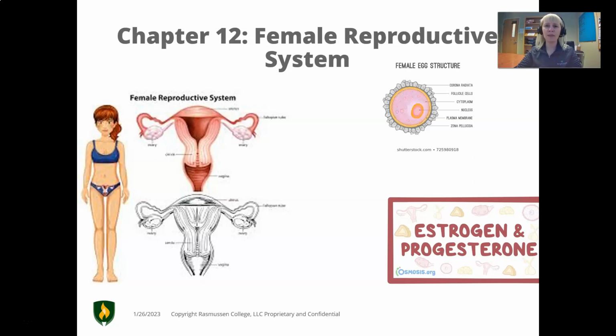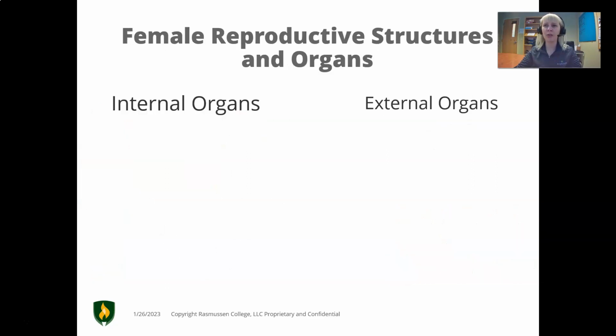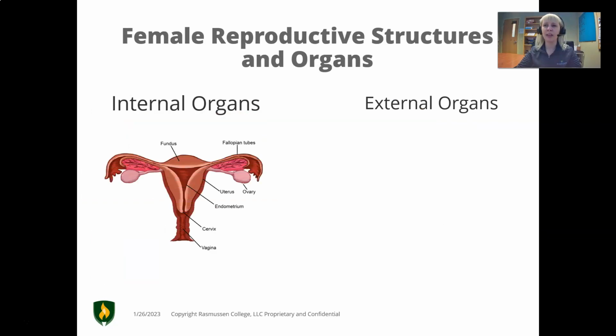Now, the female reproductive system does have both internal and external organs. These internal organs are things like your ovaries, fallopian tubes, and uterus, as well as the vagina. The ovaries are almond-shaped glands located on each side of the uterus, and each ovary contains 1,000 ovum or eggs. And females are actually born with all of the eggs that they will ever have in their life. We do not reproduce them like men do.